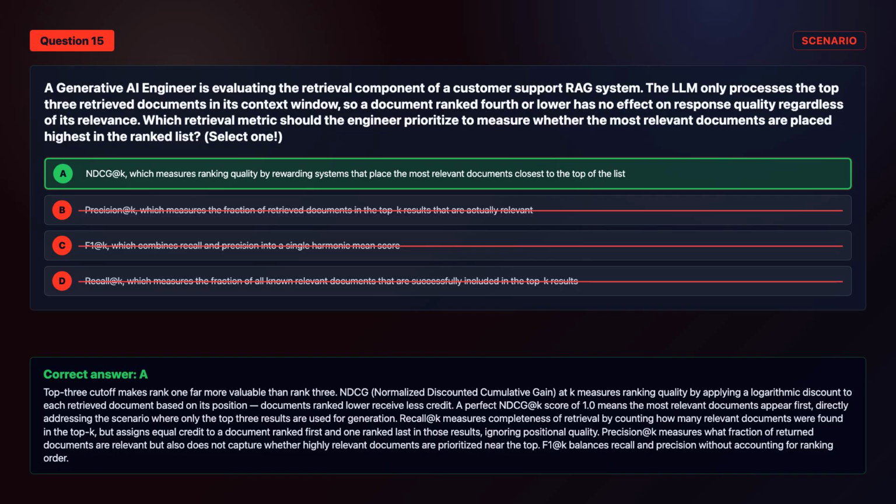Recall at K measures completeness of retrieval by counting how many relevant documents were found in the top K, but assigns equal credit to a document ranked first and one ranked last in those results, ignoring positional quality. Precision at K measures what fraction of returned documents are relevant, but also does not capture whether highly relevant documents are prioritized near the top. F1 at K balances recall and precision without accounting for ranking order.